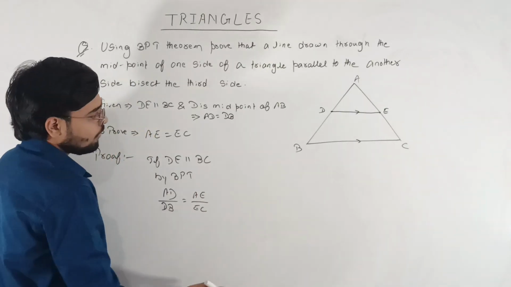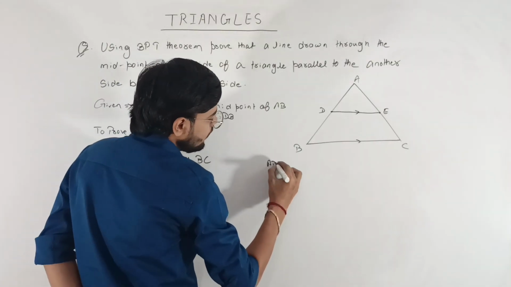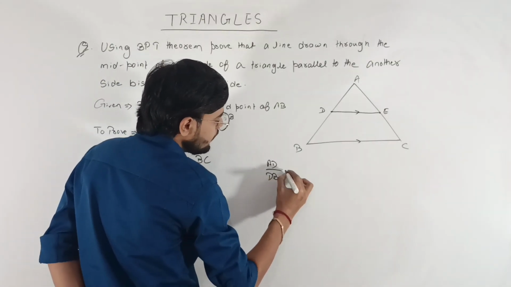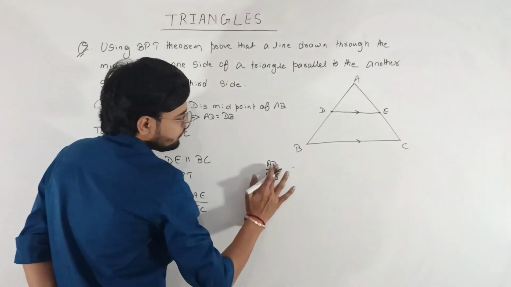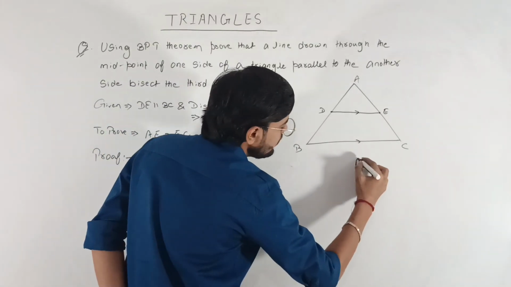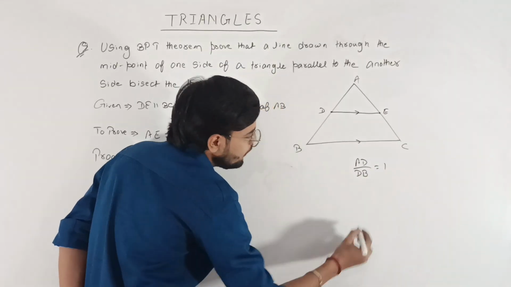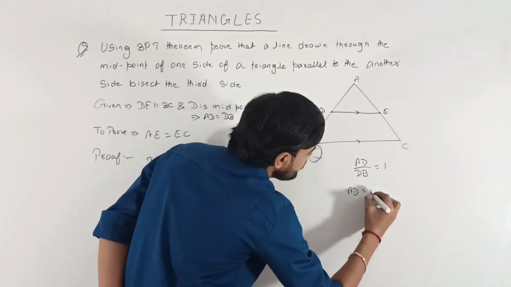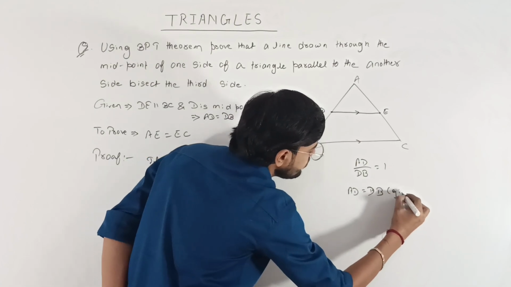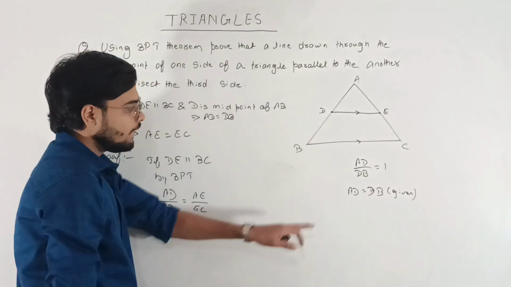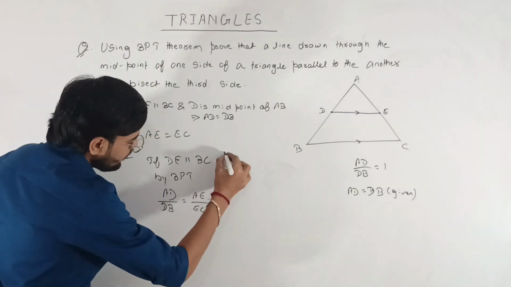Okay. Now look, the ratio of AD and DB is 1. Why? Because AD and DB are equal. Ratio of AD and DB is 1 because AD is equal to DB. This is given. When AD and DB are equal, the ratio is 1. So look here.